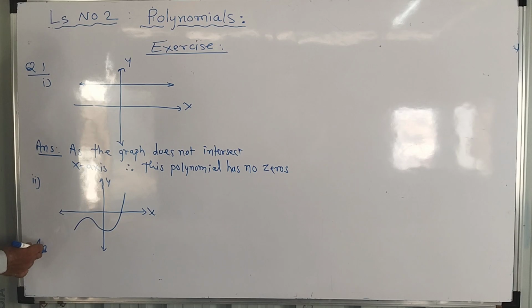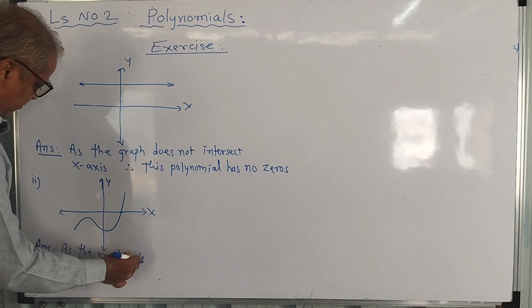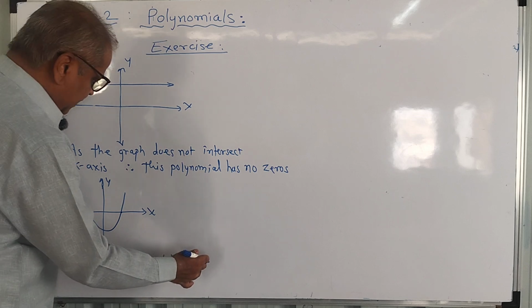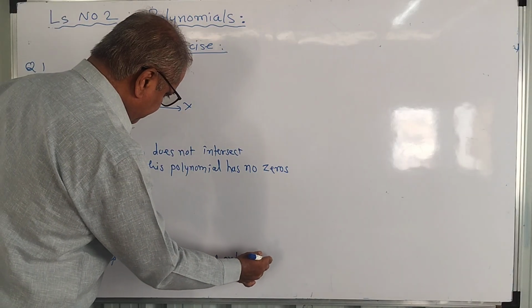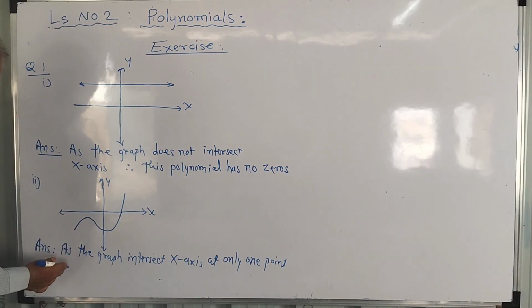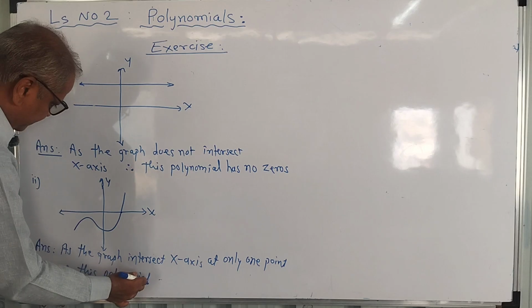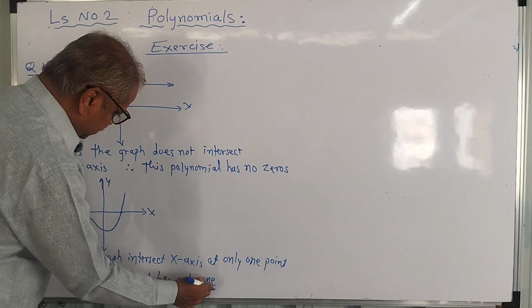So how to write the answer? As the graph intersects the x-axis at only one point, therefore this polynomial has only 1 zero.